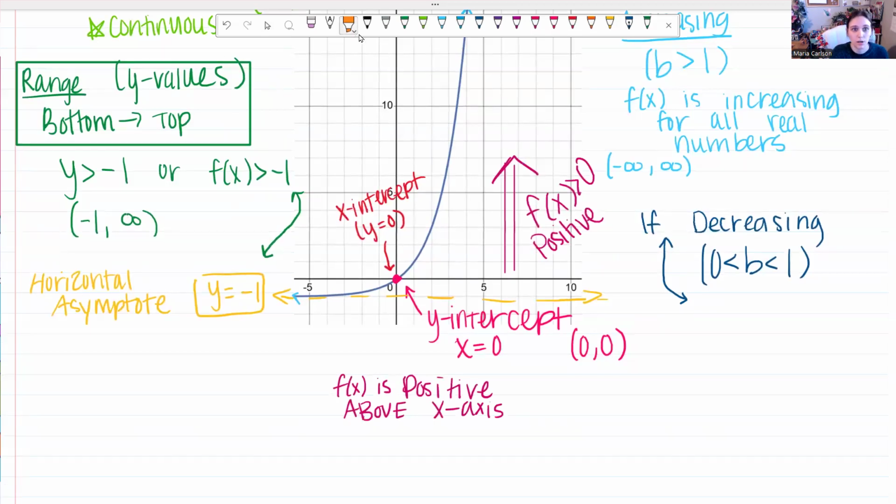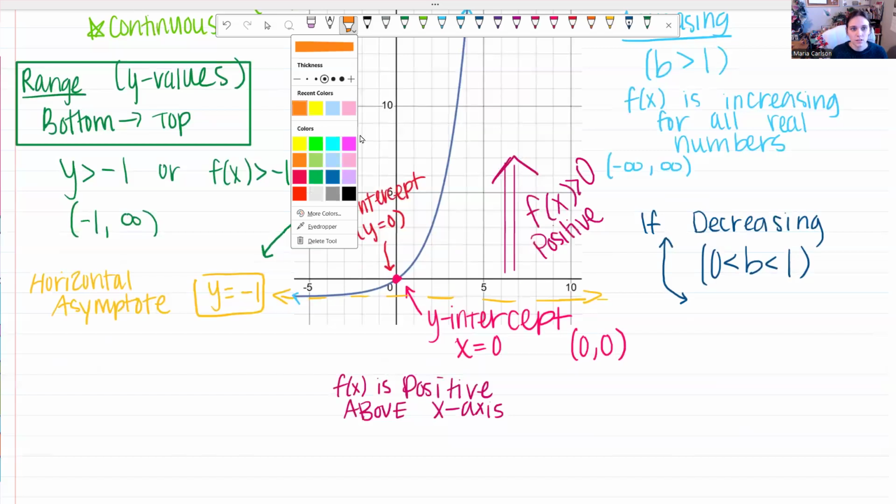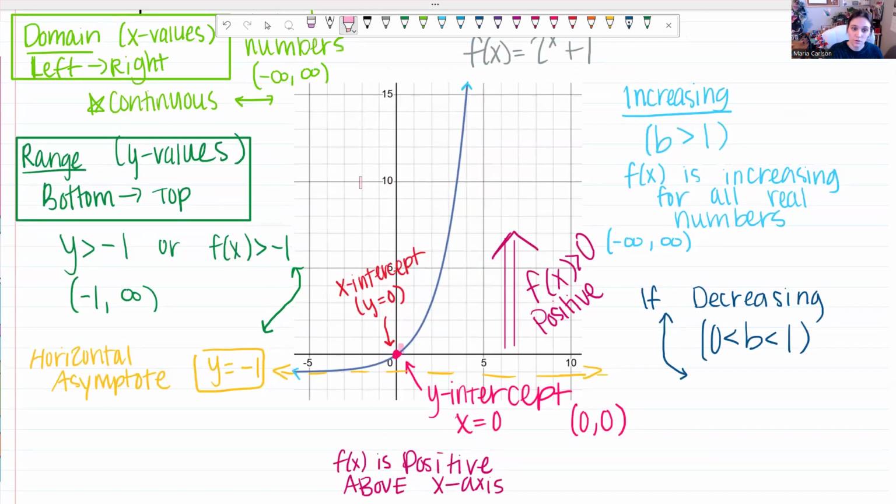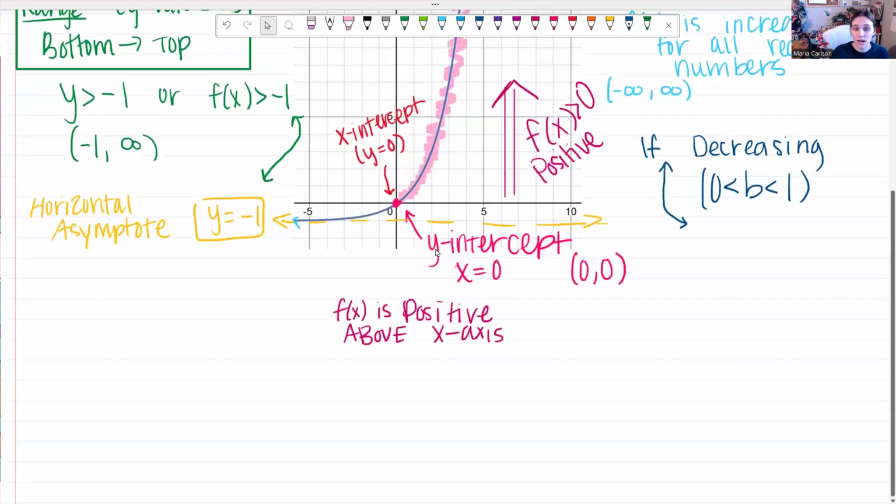So I'm going to highlight the parts of our graph that are positive. Our graph starts being positive at the x-intercept, where y equals 0, where the function is neither positive nor negative. And then after this point, any point that is above the x-axis is positive. So I would say that the function is positive above the x-axis for all values of x that are greater than 0.